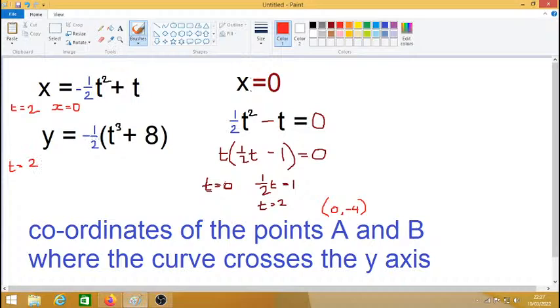So type into your calculator minus a half bracket 2 cubed plus 8. And you should get y is equal to minus 8. So that's your second solution, that's your second point, 0 and minus 8.